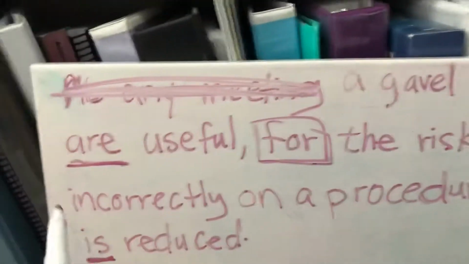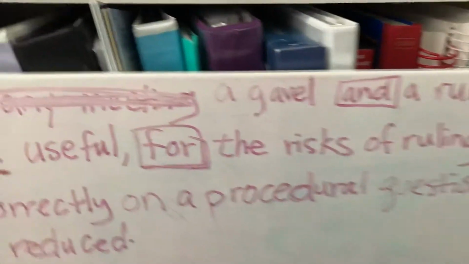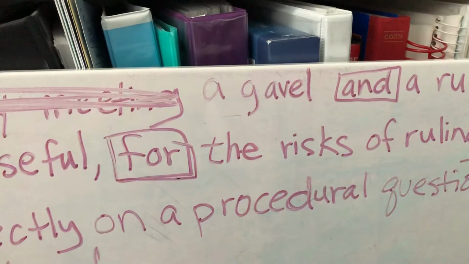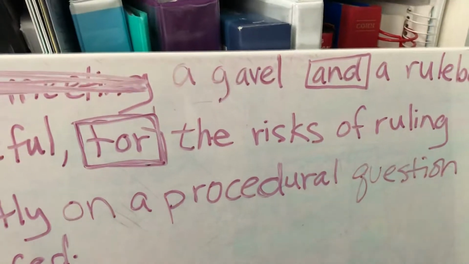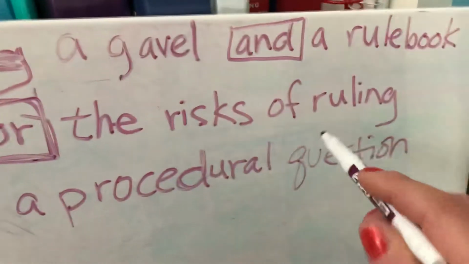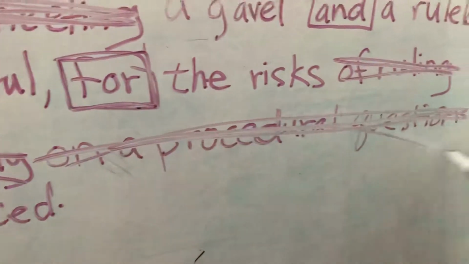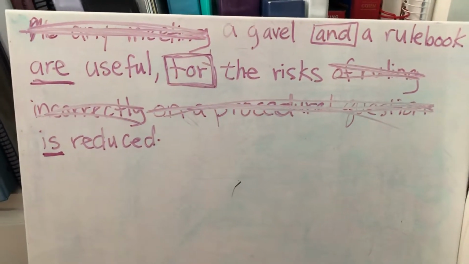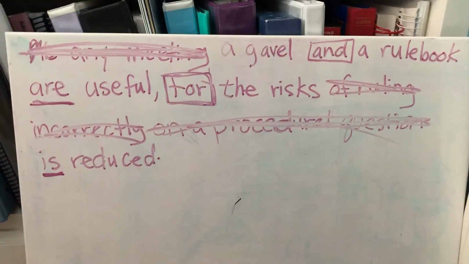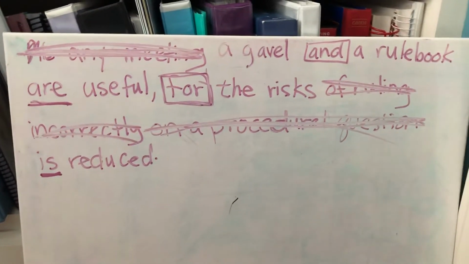The risks of ruling incorrectly on a procedural question is reduced. So that's the next part of the sentence. So I would not cross out "for" before "the risks," because that is not being used as a preposition there. It's being used as a conjunction. But "of ruling incorrectly," that is a prepositional phrase, and "on a procedural question" is also a prepositional phrase. So all we have left here is "the risks is reduced." And that is the bare bones of the sentence. A gavel and a rulebook are useful. The risks is reduced. So now we're going to figure out if the tenses are correct.